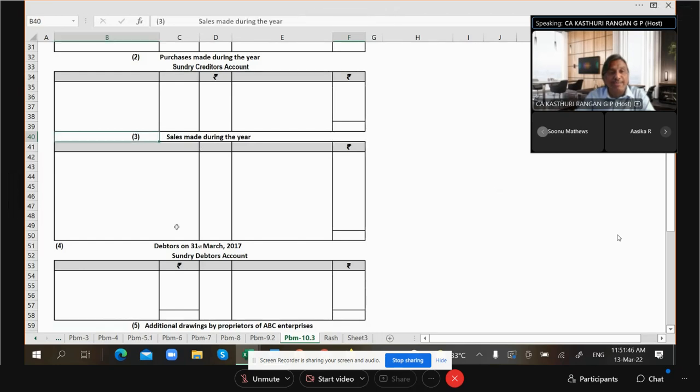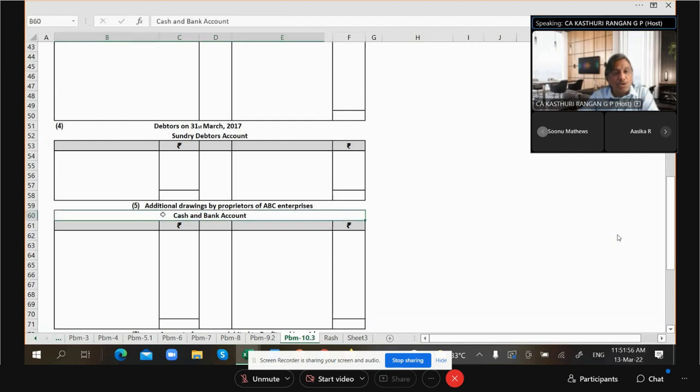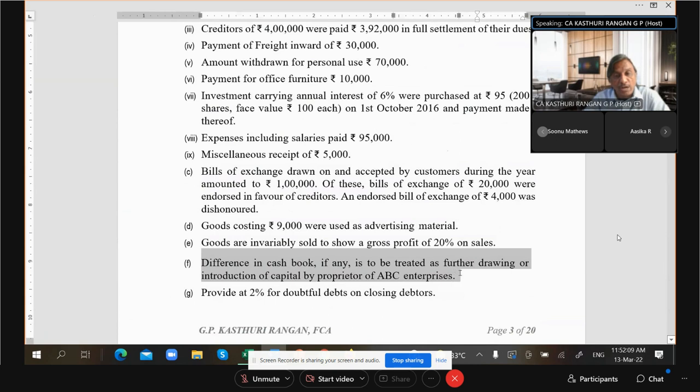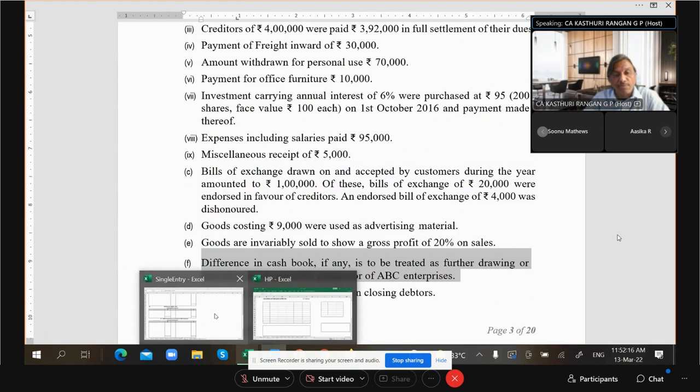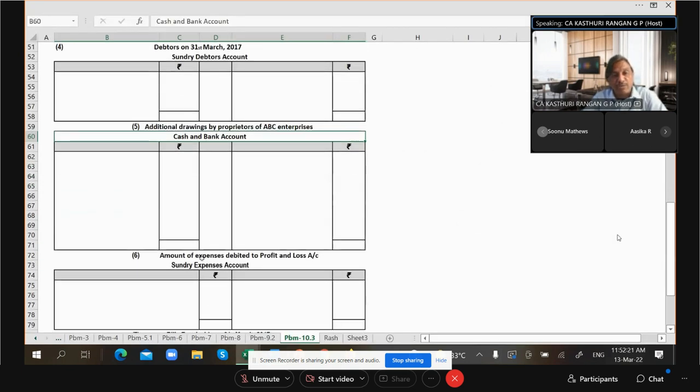So to find the debtors on the closing date, you have to prepare debtors account. To find the sales, you have to prepare a separate working note. Cash and bank account will tell you the additional drawings or capital introduced by the proprietor, because that is what is given in the question. If there is any difference in the cash or bank account, that will be taken as drawings or additional capital, further drawings. So for that purpose, you have to open cash and bank account.